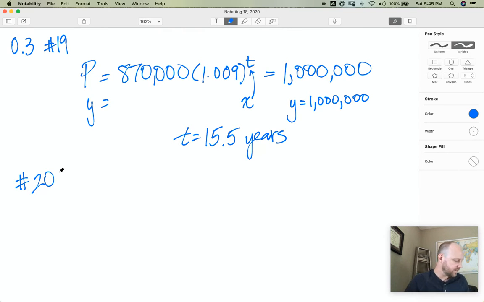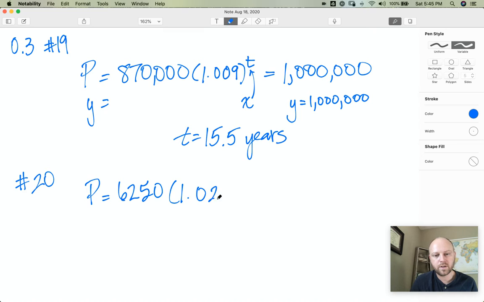All right, let's also take a look at number 20. The population of Silver Run in the year 1890 was 6,250. And assume the population increased at a rate of 2.75% per year. So we're multiplying by 1.0275 per year. And I put a T for time.